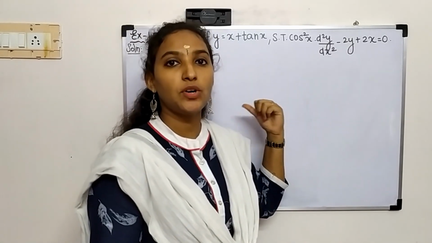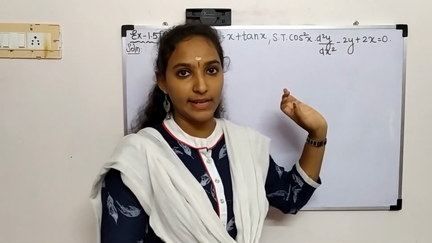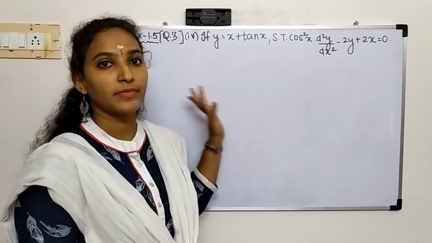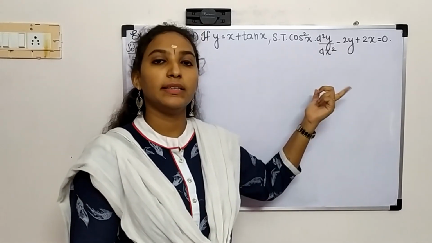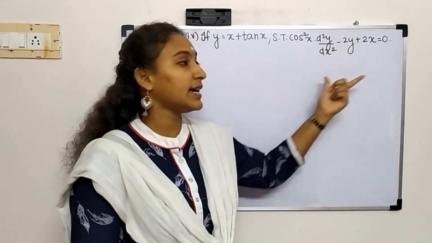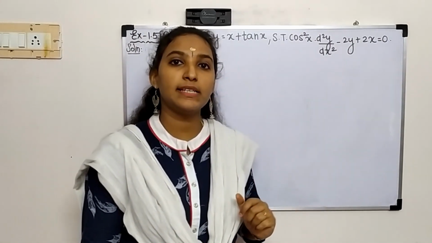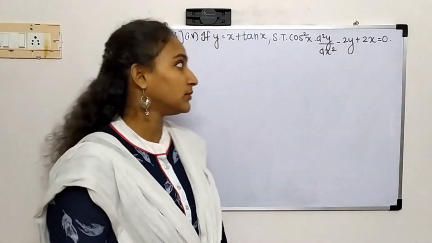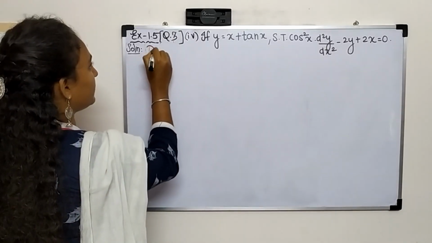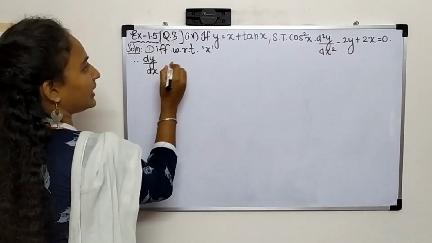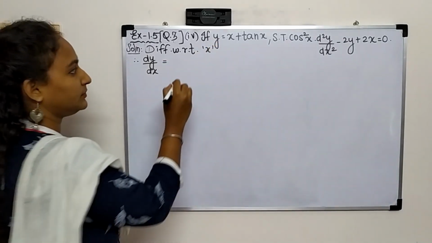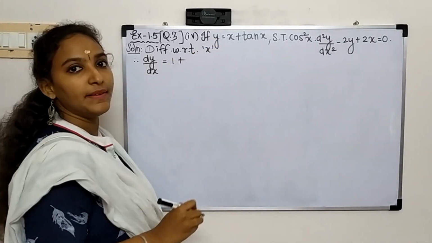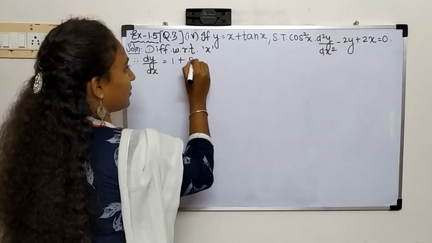So this question can be solved easily using the LHS. First we are going to find dy by dx, then d square y upon dx square. Then we can consider our LHS and show that it is equal to RHS, that is 0. Hence shown. So the solution is, differentiate with respect to x first. Therefore dy by dx is equal to derivative of x, which is 1, and derivative of tan x, which is sec square x.